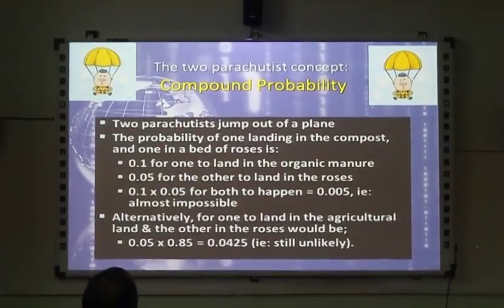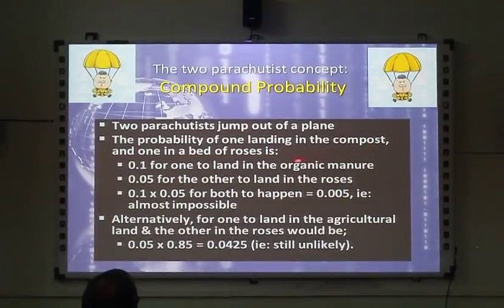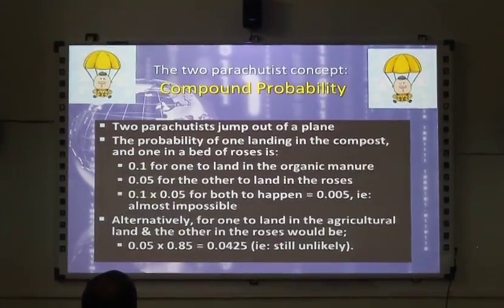So you've got two parachutists jumping out of a plane. You want the probability of one landing in the compost, and one landing in the bed of roses. So at the same distance, it's 0.1, a tenth of the land is manure piles, and a 20th is rose gardens. So you've got two parachutists. In order to find out what the joint probability is, you have to multiply. So you multiply 0.1 by 0.05, you end up with 0.005, which means it's almost impossible. That's 5 chances in 1,000.